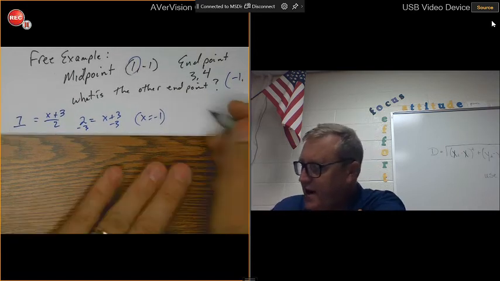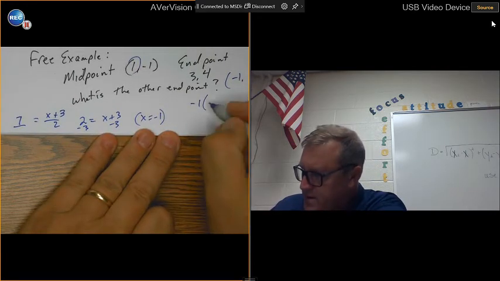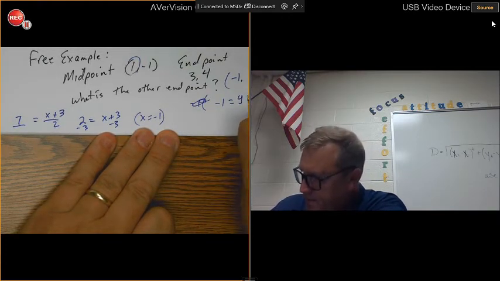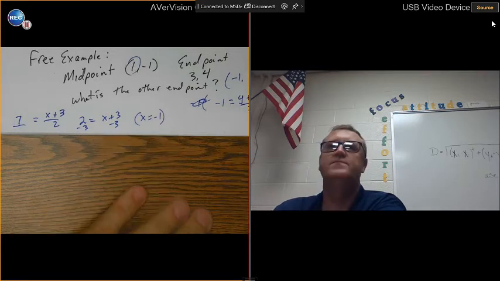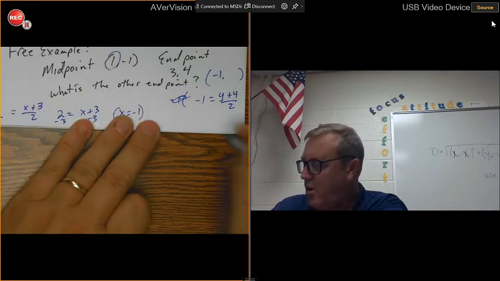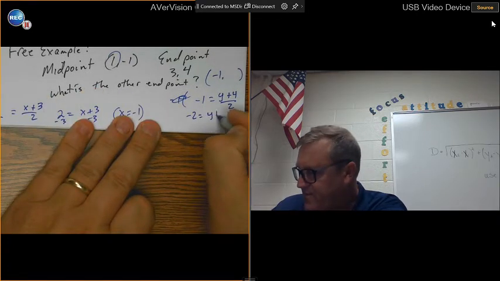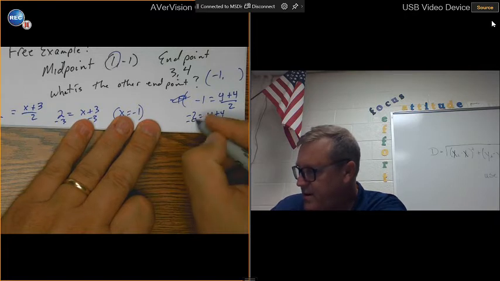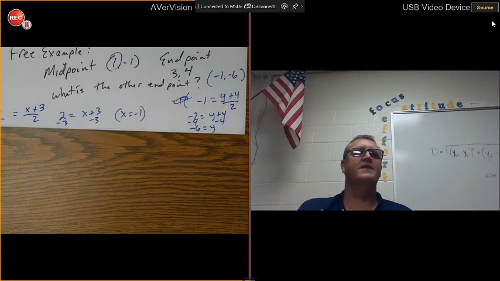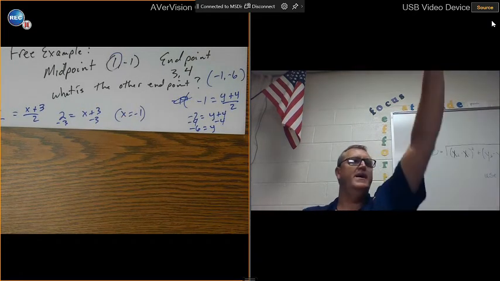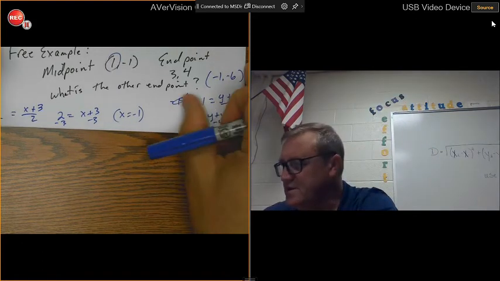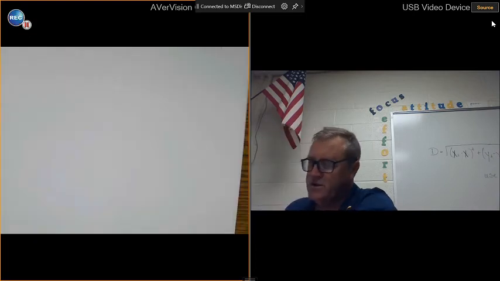If I go the other way, negative 1 equals y plus 4 divided by 2. Multiply by 2: negative 2 is equal to y plus 4. Subtract 4: negative 6 equals y. The correct final answer is negative 1, negative 6. Show of hands. Who got it? 1, 2, 3. That's about what I expected. Not too bad. Let's look at another way to solve this.